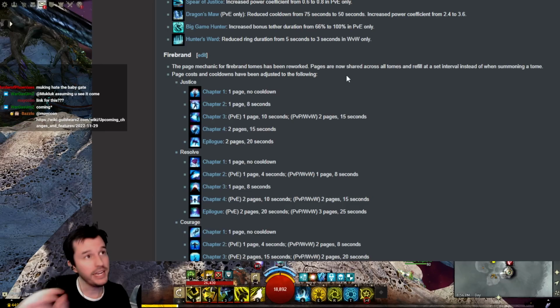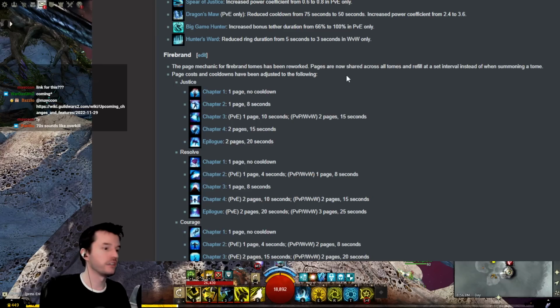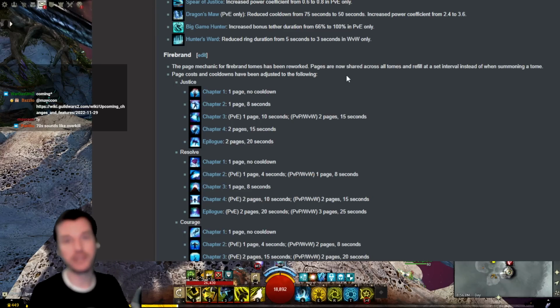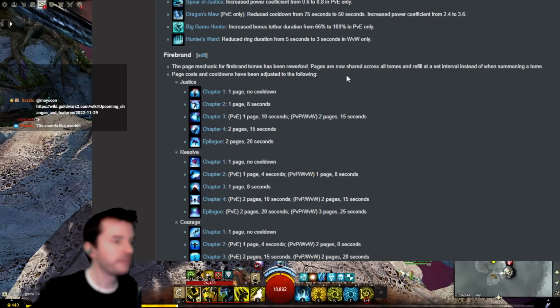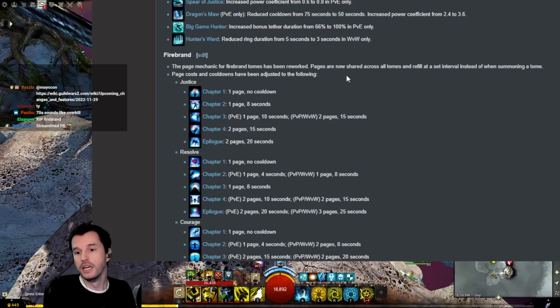Additionally, the pages are kind of like Thief Initiative. They recharge over time. By default, it's 8 seconds per page, and you use those pages for any of the tomes that you're in: Justice, Resolve, or Courage. They all use the same pages. Some of the skills use multiple pages; the pages are like a cost. Remember, it takes a page 8 seconds to recharge by default, though there are some traits that help with this. So if a skill costs 2 pages, that would be 16 seconds of those resources.